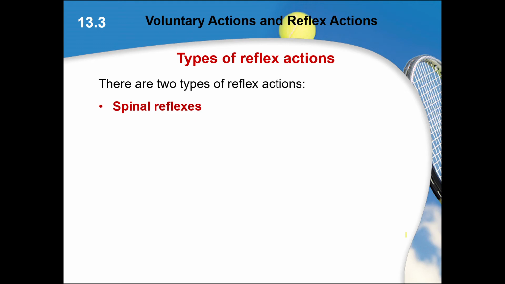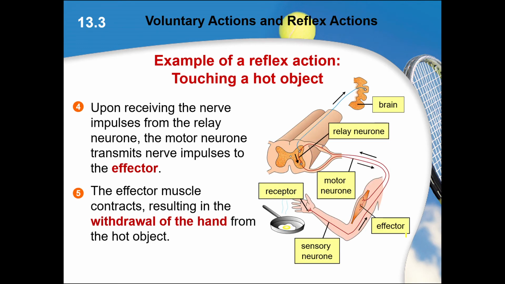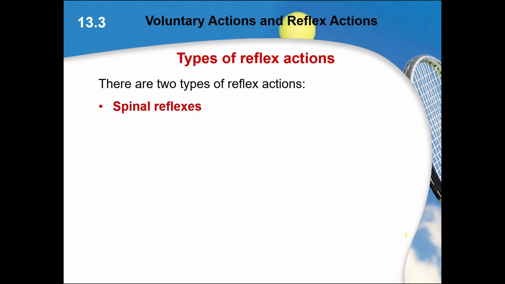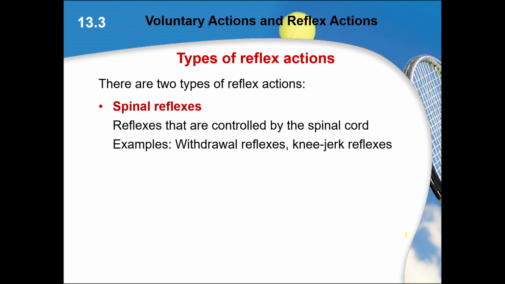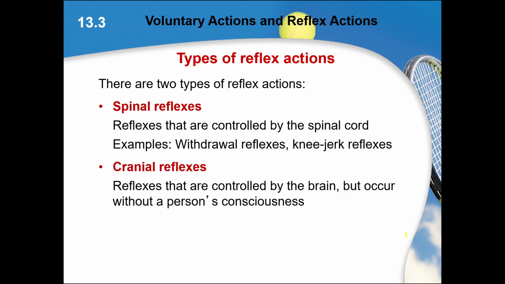So there are two main types of reflex actions. First, it will be the spinal reflex, which is what you saw earlier. So this is an example of a spinal reflex because nerve impulses are transmitted to the spinal cord. Okay, the second type of reflex will be the cranial reflex. But before I go there, let me give you some more examples of what spinal reflexes are.